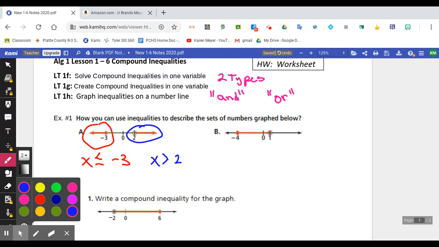So this is a problem of an or type because it has two halves on the graph. There's two separate parts of the graph. So all you have to do is come down here and put or in between these two parts, and that is your final answer.